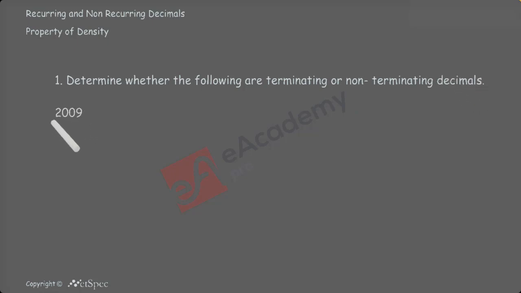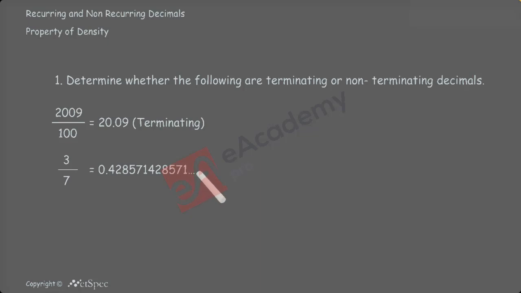Determine whether the following are terminating or non-terminating decimals: 2009 divided by 100. This gives us 20.09, which is a terminating decimal. 3 divided by 7, which is equal to 0.42857142857, and so on. This is a non-terminating decimal.